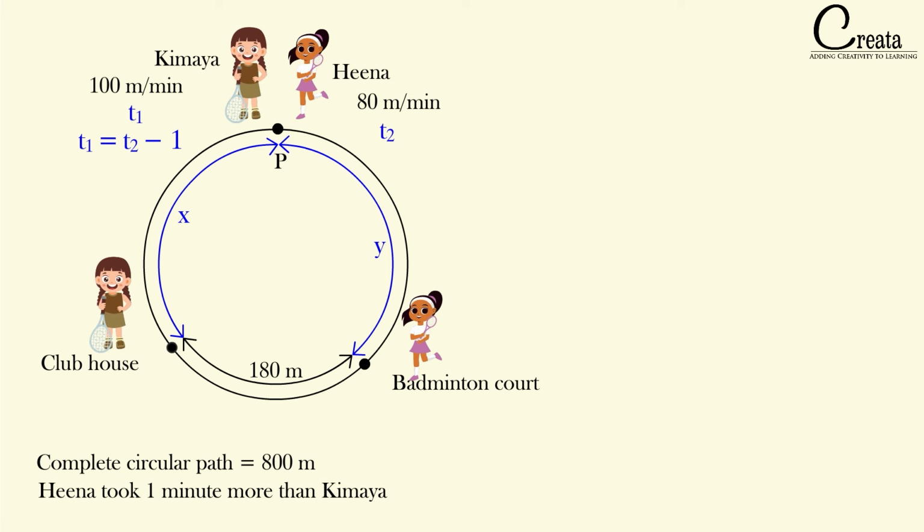Got it? Further, we have to calculate the time taken by Hina to reach the badminton court. It means we have to calculate t2. That is the time taken by Hina to reach the badminton court. So let's approach this question. Here the concept of speed and distance will be used. That is, distance is equal to speed into time. Here let's start with Kimaya. The distance is x units that we have assumed and the average speed is 100 meters per minute and the time is t1.